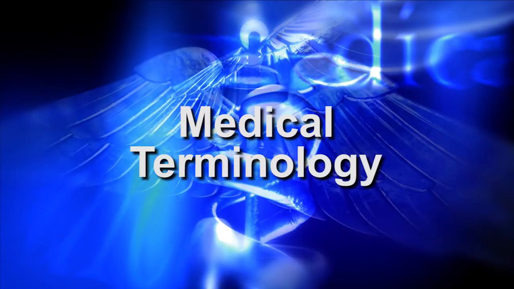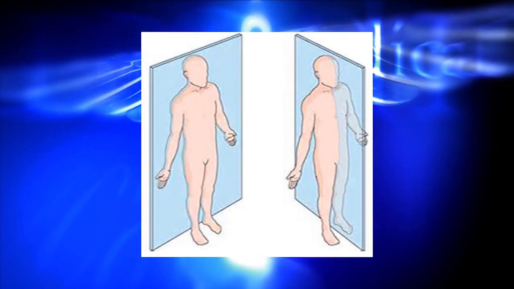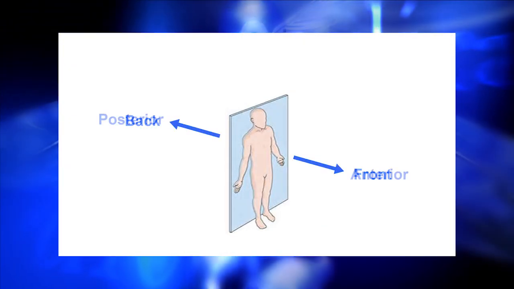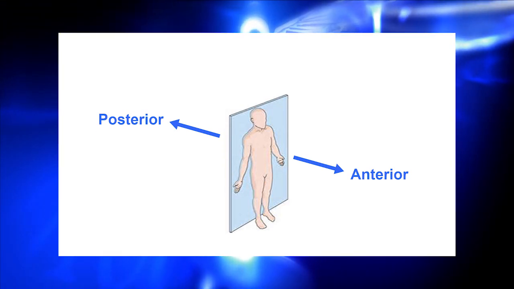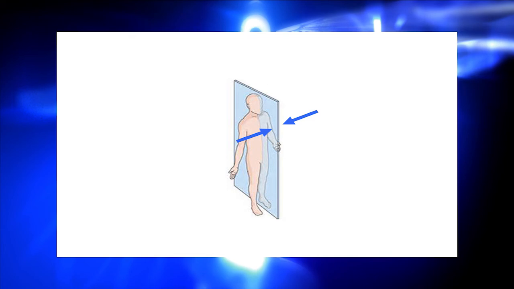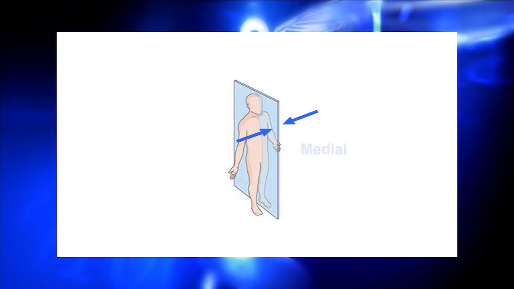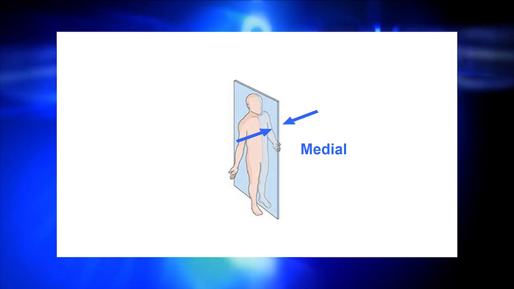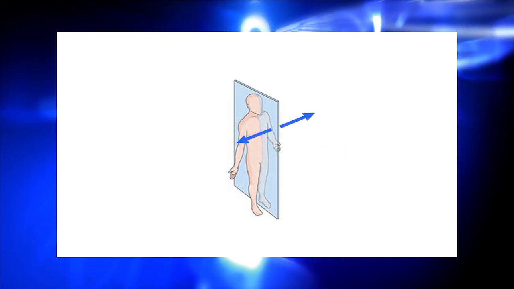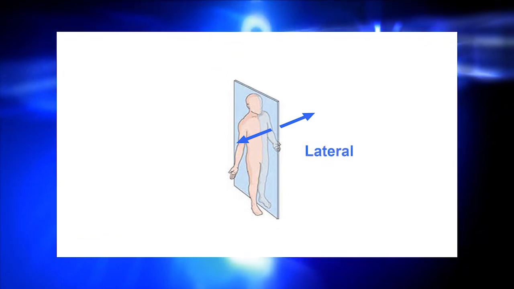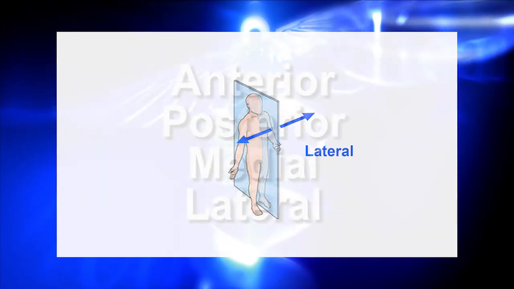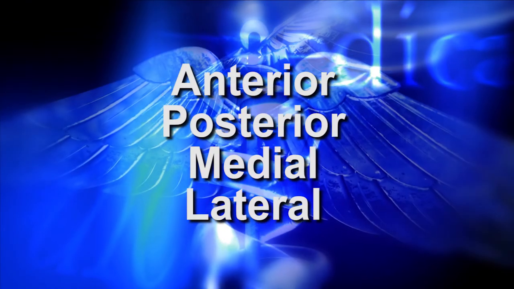For the purpose of medical terminology, the human body is divided into several planes. One plane divides the body into the front side and the back side. The medical term anterior refers to the front side, and posterior refers to the back side. Another plane divides the body into the left and right sides. To describe things close to or near the center of the body, the term medial is used. To describe things further away from the center line of the body, or closer to the outside edges of the body, the term lateral is used. These basic terms will be used frequently throughout this video.